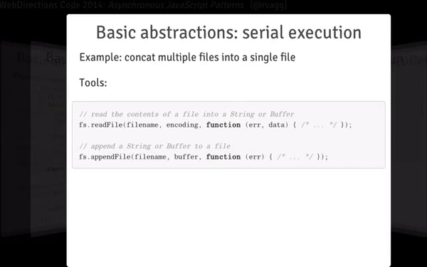So asynchronous is one thing. Doing lots of things at the same time is fine, but sometimes you want to do one thing at a time. So in this example, we're going to build a program that's just like cat in most Unixes. So we want to cat multiple files into a single file, and we expect them to be done in order.